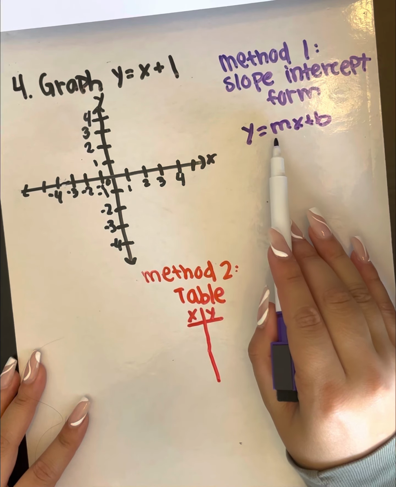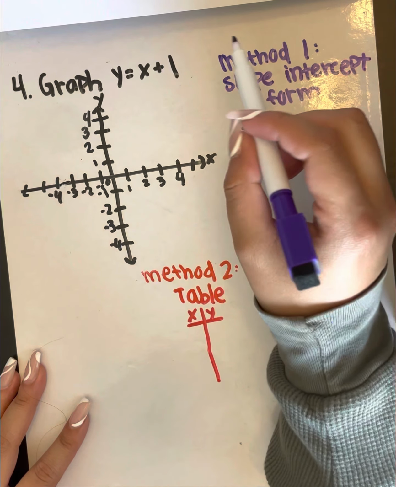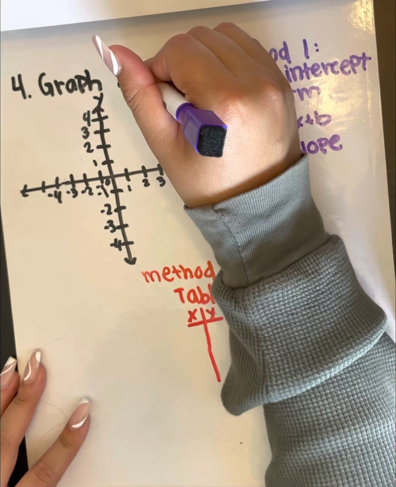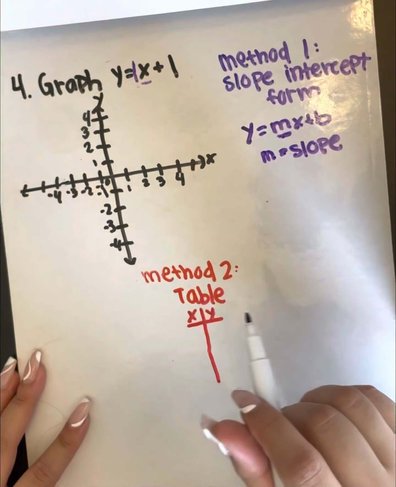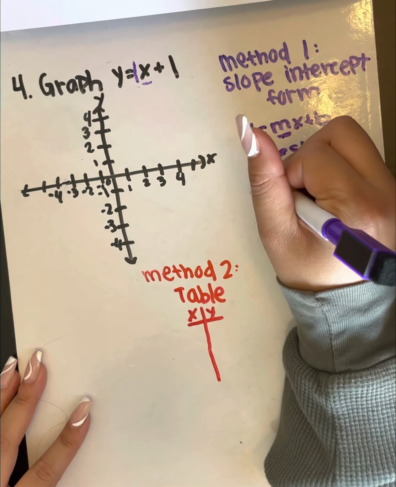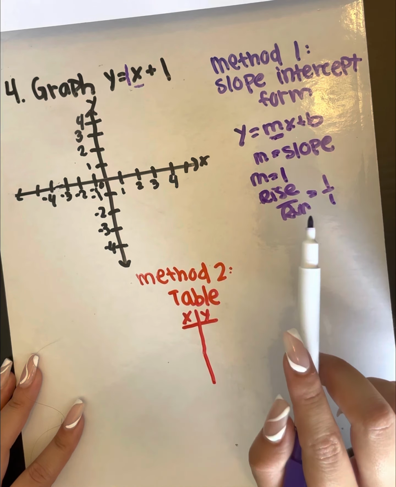And so here we see the m, we know is our slope, right? M equals slope. And here, there's no number in front of the x, but there is, right? It's an imaginary 1 is always in front. So then our slope equals 1. And what that means is rise over run equals 1 over 1, right? So we're going to rise 1 and we're going to run 1.